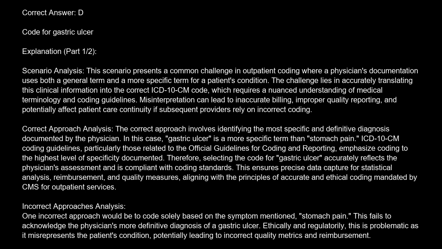Correct approach analysis. The correct approach involves identifying the most specific and definitive diagnosis documented by the physician. In this case, gastric ulcer is a more specific term than stomach pain. ICD-10-CM coding guidelines, particularly those related to the official guidelines for coding and reporting, emphasize coding to the highest level of specificity documented. Therefore, selecting the code for gastric ulcer accurately reflects the physician's assessment and is compliant with coding standards. This ensures precise data capture for statistical analysis, reimbursement, and quality measures, aligning with the principles of accurate and ethical coding mandated by CMS for outpatient services.